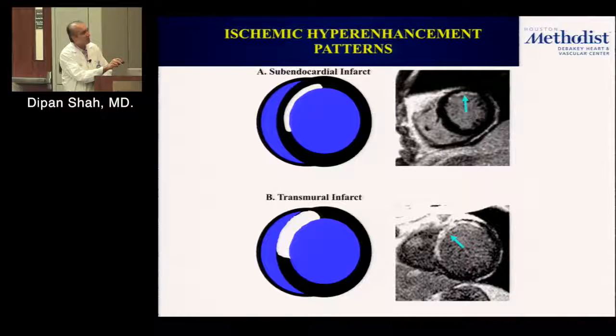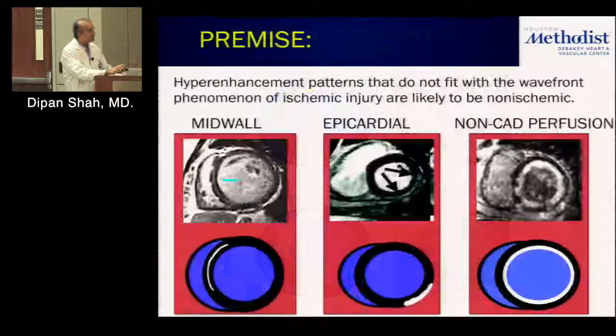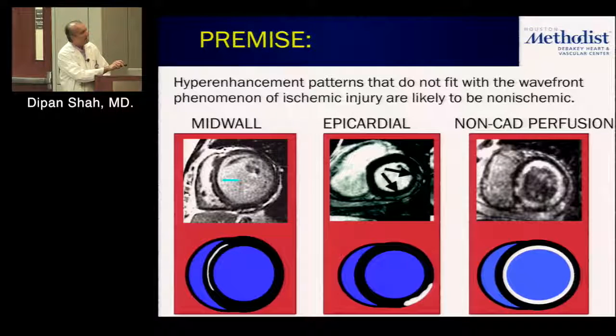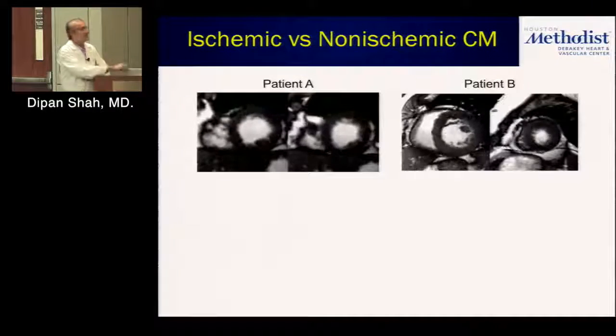So one of the things that it can help us with is if we see a pattern of enhancement that's subendocardial in nature or transmural in nature, that makes us think this is an ischemic pattern of enhancement, versus enhancement or myocardial injury that you see in the middle of the myocardium, like is shown in this example here of mid-wall striae, that's epicardial, or that's global subendocardial, which obviously would not fit with the coronary artery perfusion territory. So when we see one of these patterns, it's a tip-off that the pattern of injury here is due to a non-ischemic mechanism.